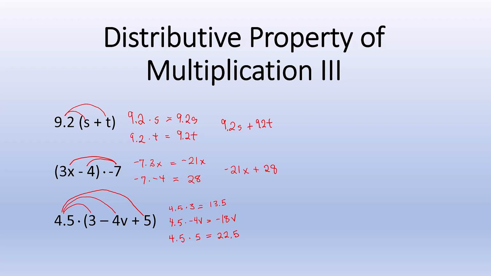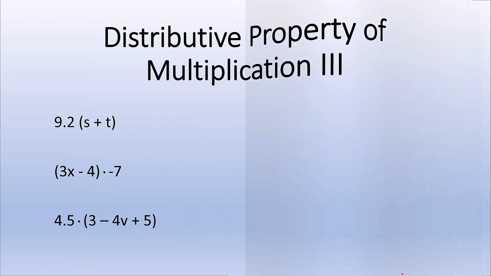In this example, we're able to combine the 22.5 and the 13.5 because those are both numbers. So 13.5 plus 22.5 will give us 36. So our final answer will be negative 18v plus 36. Let's look at 3 more examples.